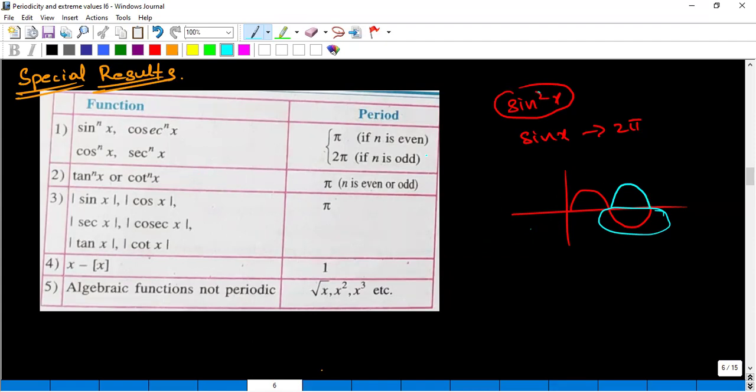That's why they took even and odd. You see, if the power is odd, their period is 2 pi. If the power is even, their period is pi.